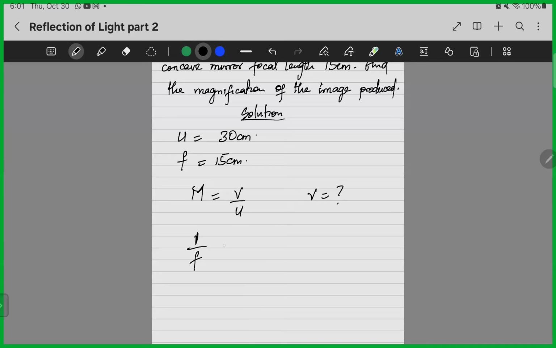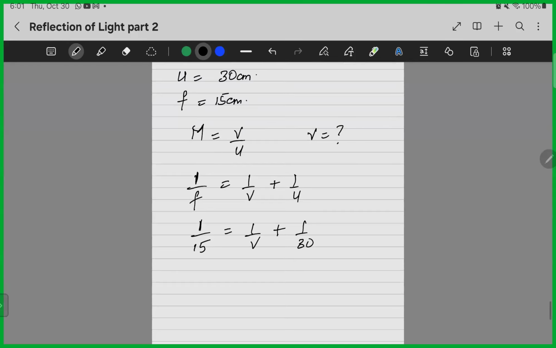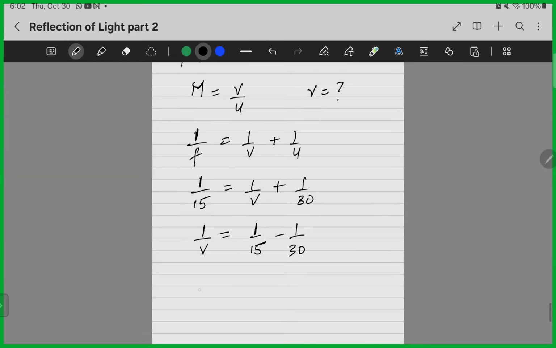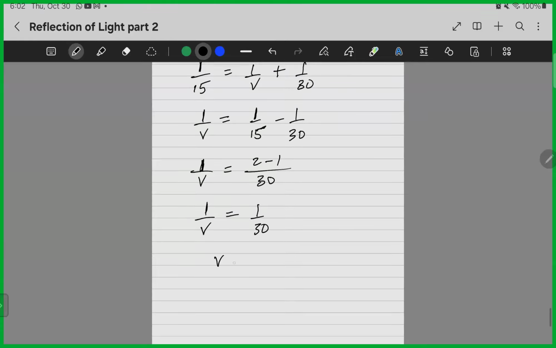1 over F equals 1 over V plus 1 over U. So 1 over 15 equals 1 over V plus 1 over 30. Now 1 over V equals 1 over 15 minus 1 over 30. Do the LCM: 2 minus 1, and I get 1 over V to be 1 over 30. When I cross multiply, V equals 30 centimeters.